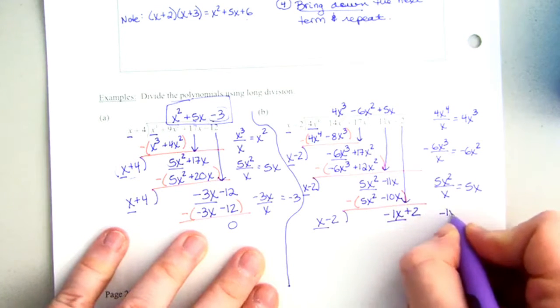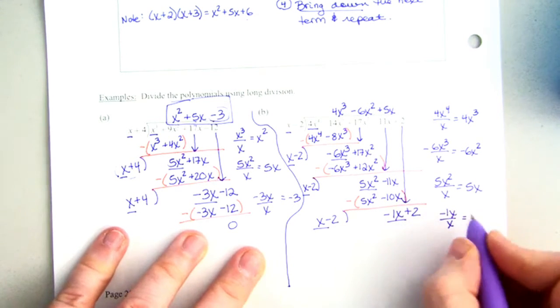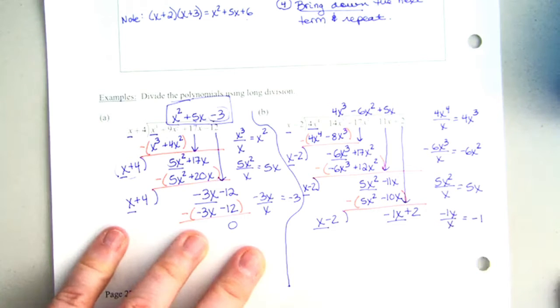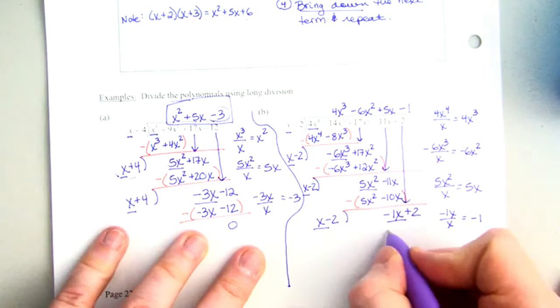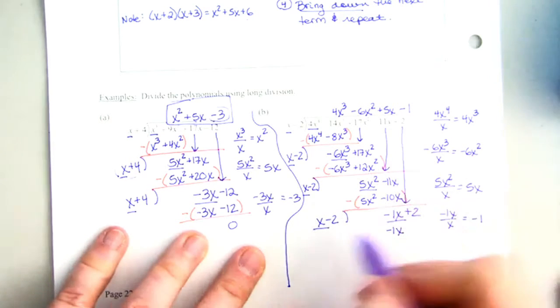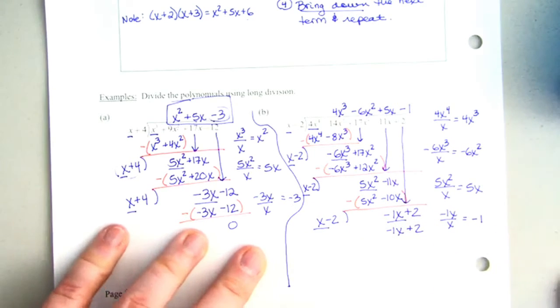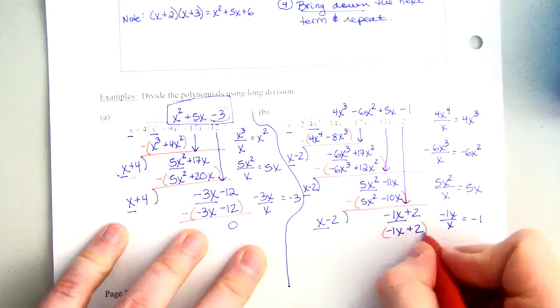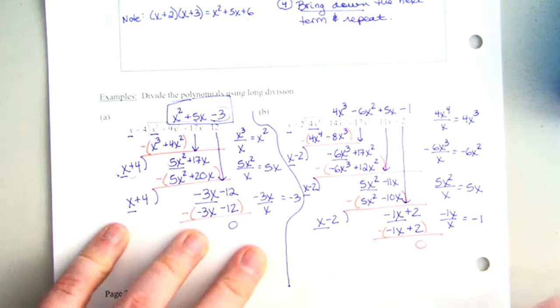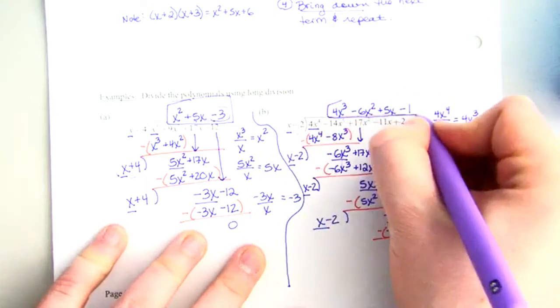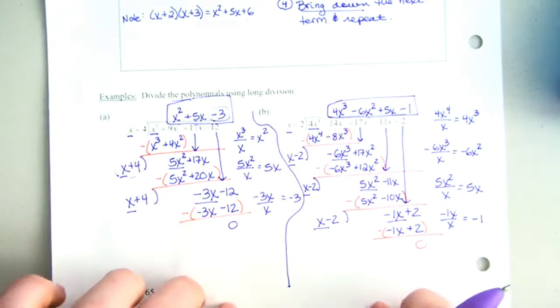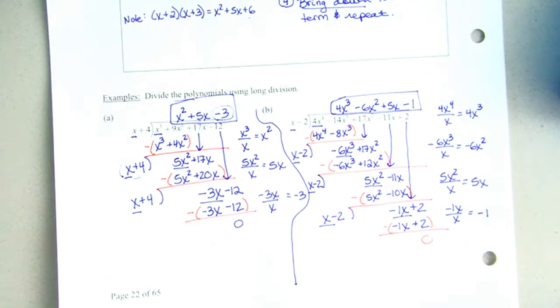I'm going to go do negative 1x divided by x. That's going to give me negative 1. I'll write that over there. Multiply negative 1 times x is negative 1x. Negative 1 times negative 2 is plus 2. Parentheses and subtract. Very nicely, everything canceled. It divided evenly. My answer is 4x to the third minus 6x squared plus 5x minus 1.